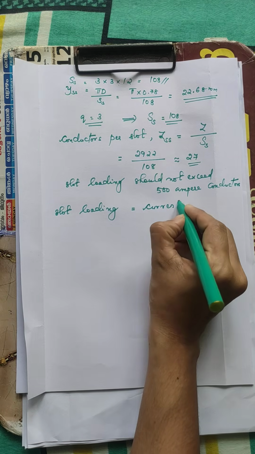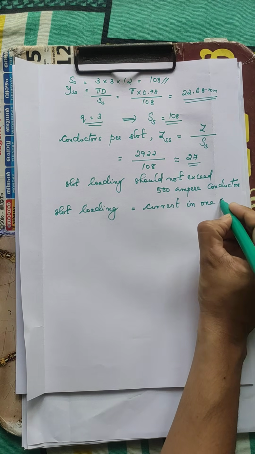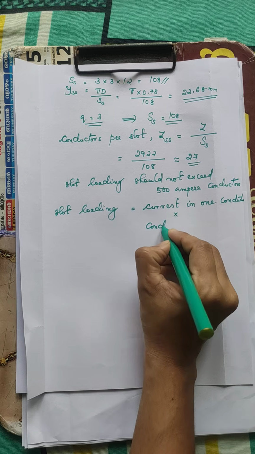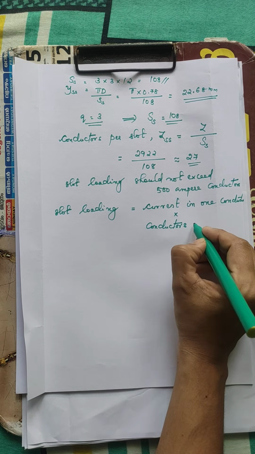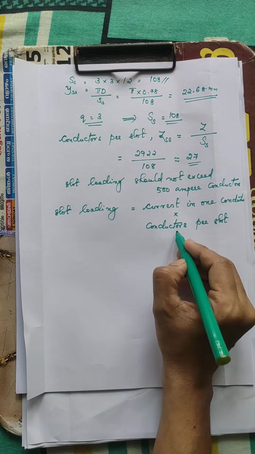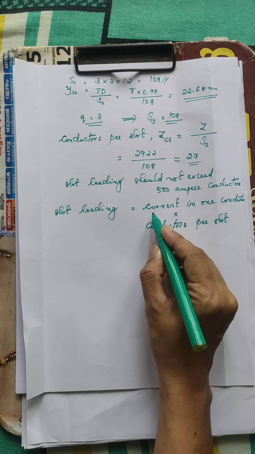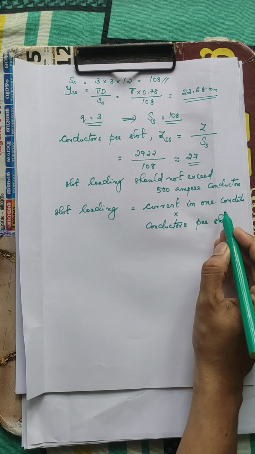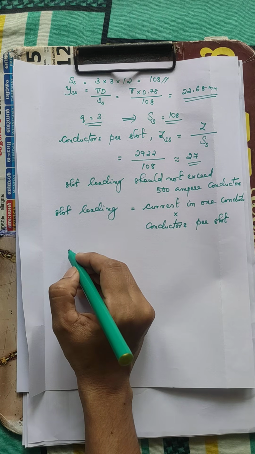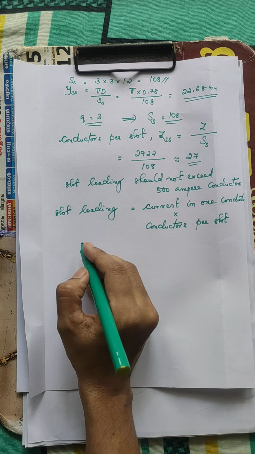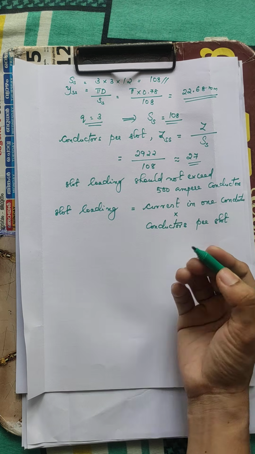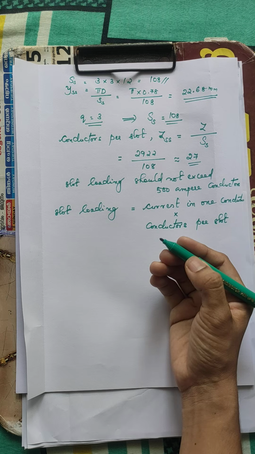current in one conductor into conductors per slot. Number of conductors per slot into current in one conductor. So we know the conductors per slot, that is 27. Now we need to calculate the current in one conductor. Current in one conductor is nothing but the phase current Is, because here we are considering only one parallel path per phase.